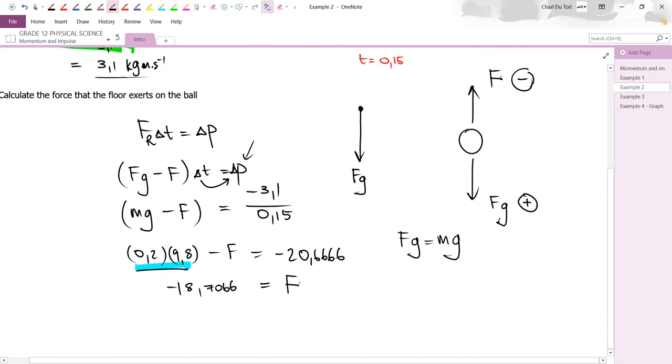Right, so the force exerted by the floor is 18.71 newtons north, or upwards.